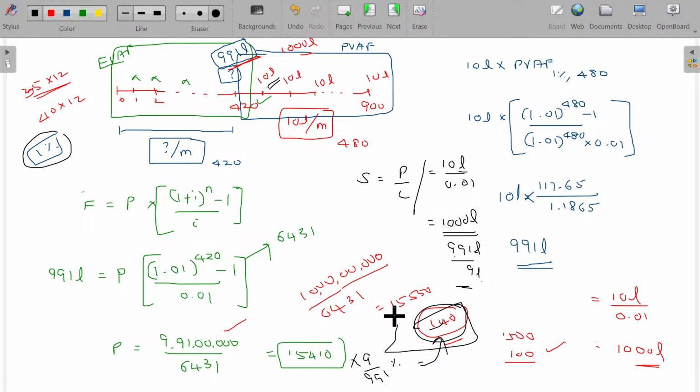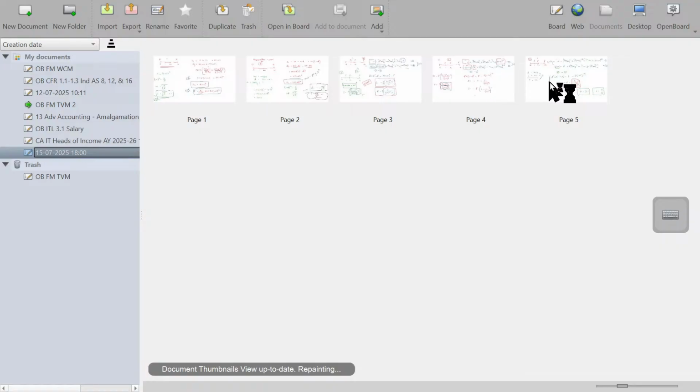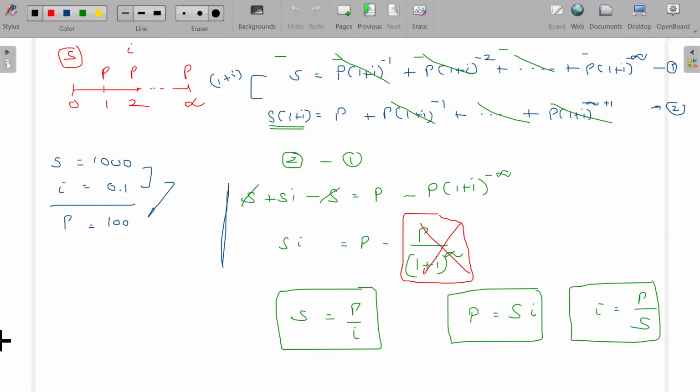Clear? Are you able to understand? Understand or not? Go and do lots of practice, and all these things will be converted not into marks, but into money.